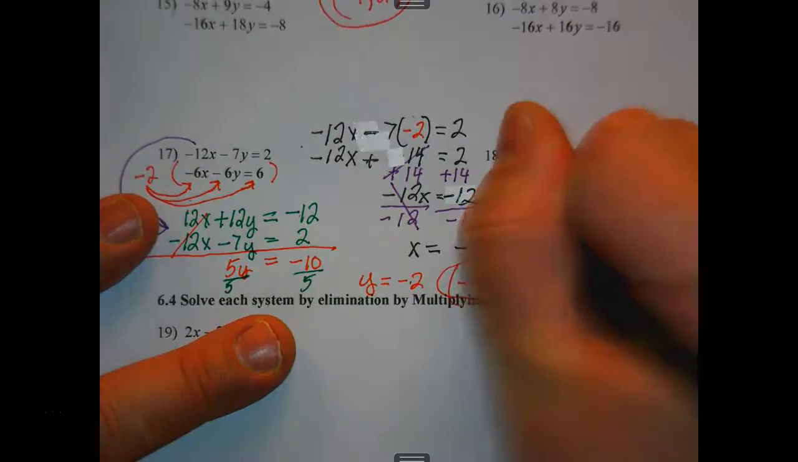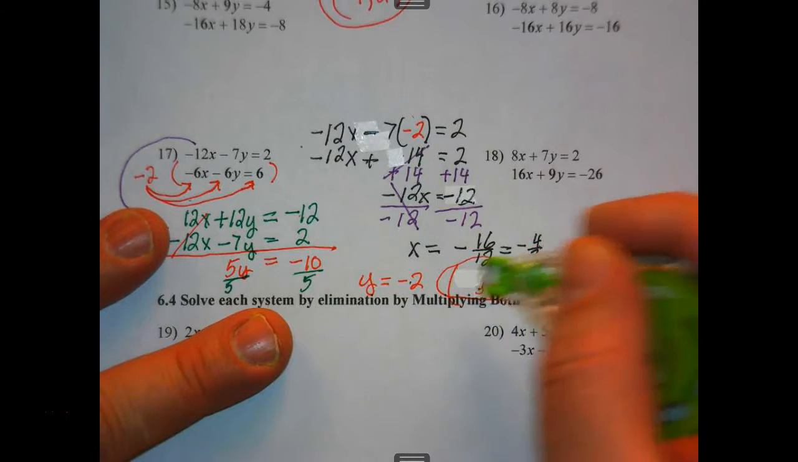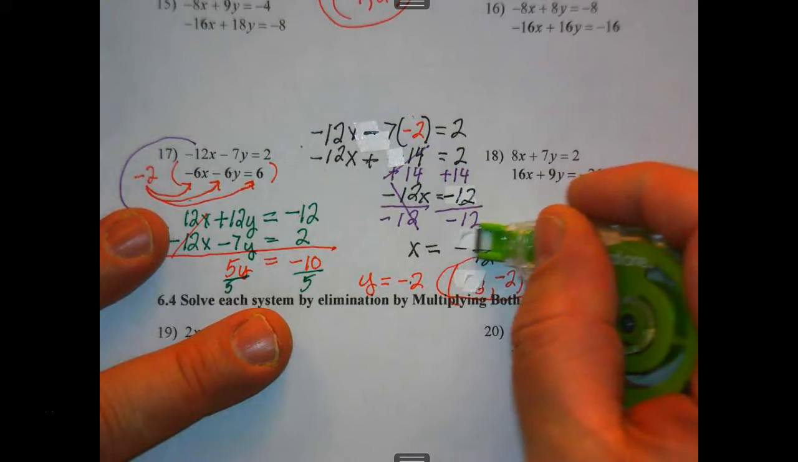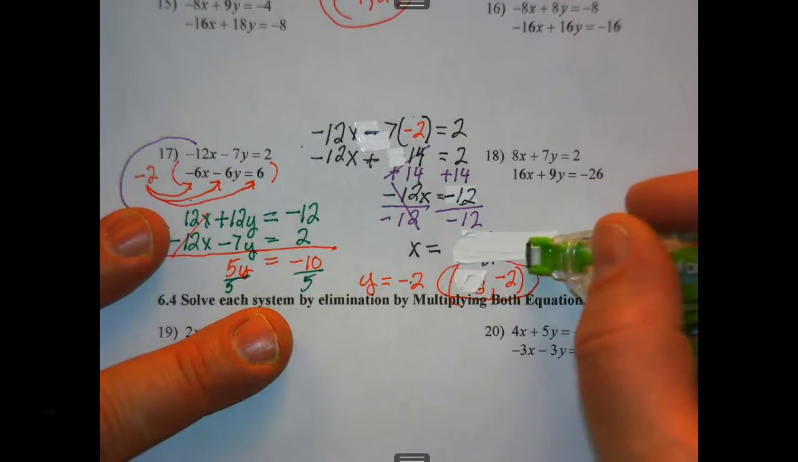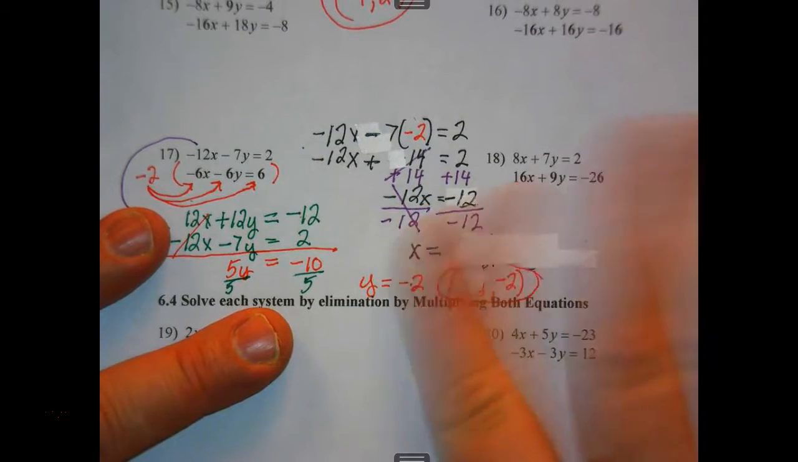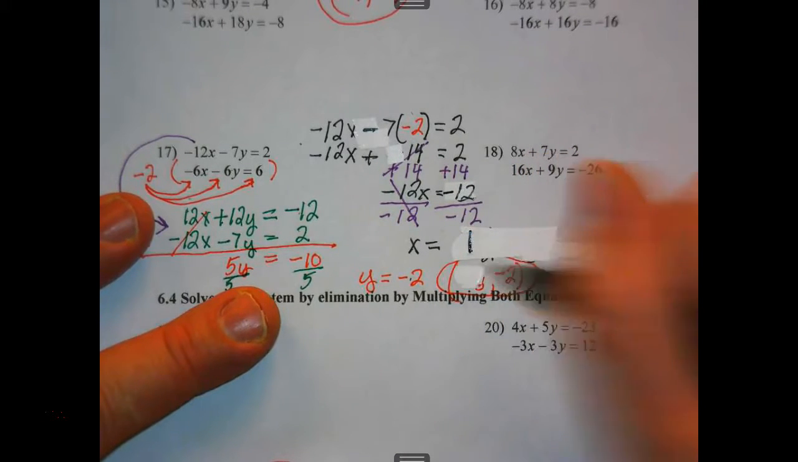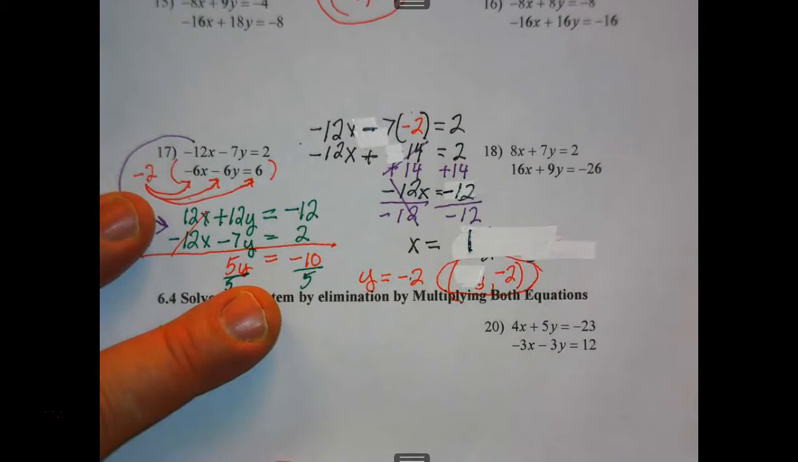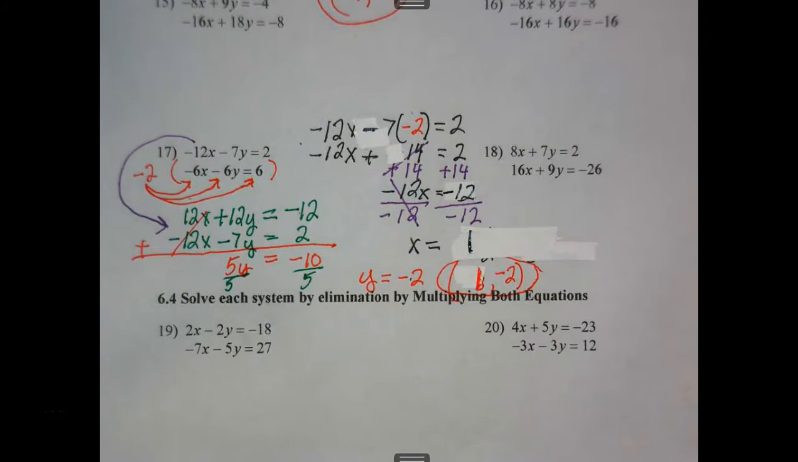You did that on purpose, didn't you? You waited till all the way to the end, just to see Mr. D screw it up. Negative 12 over 12 is 1. Thank you.